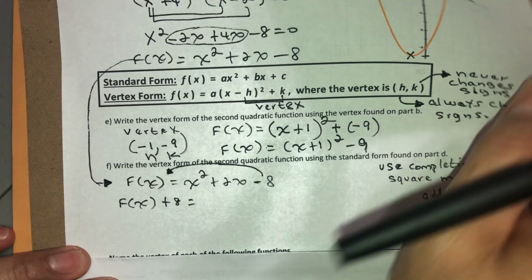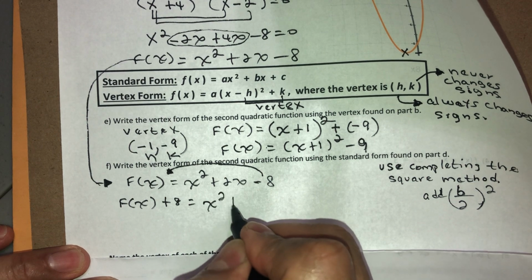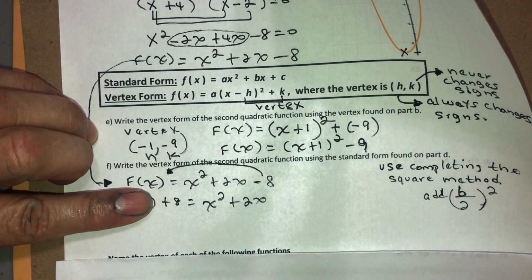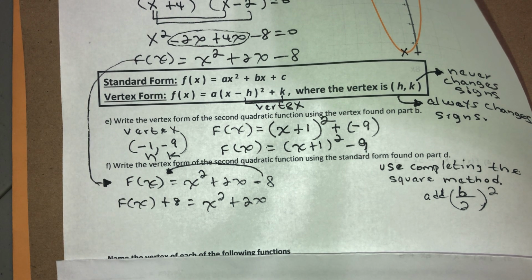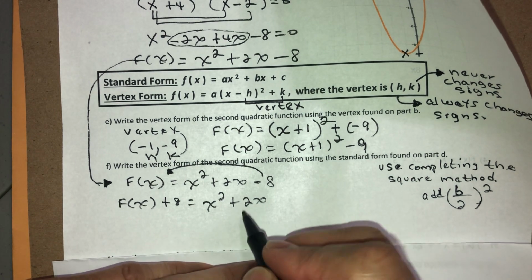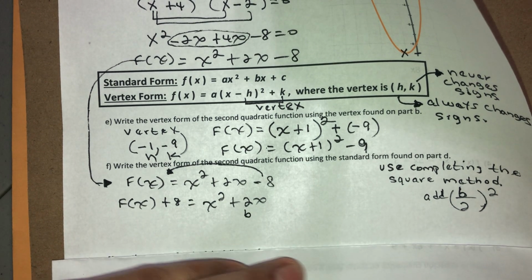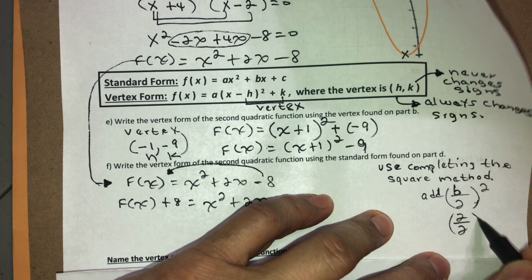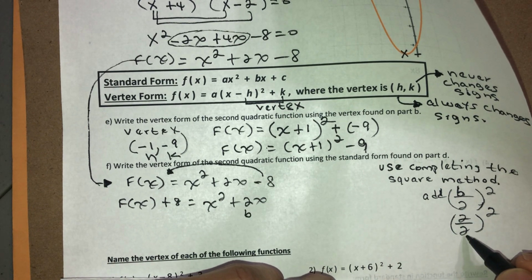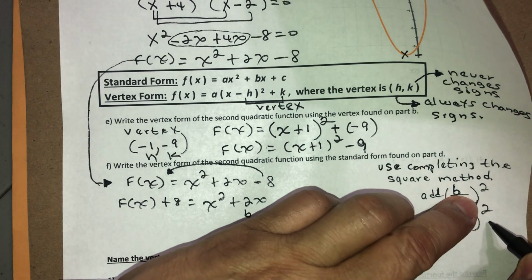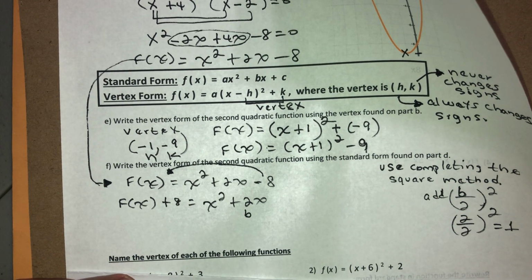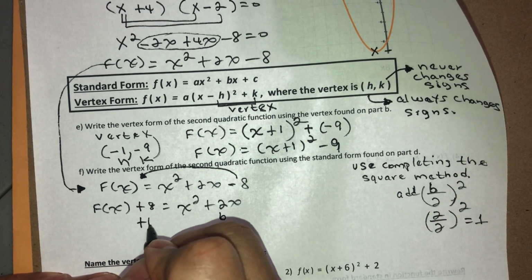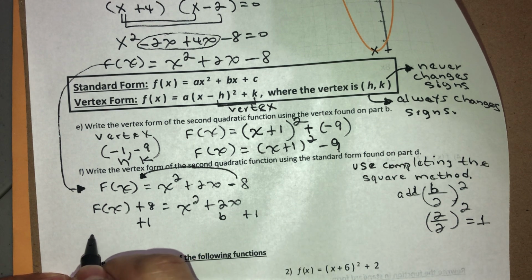Equals x squared plus 2x, all right? Remember, the last time we didn't have the f of x, but here we have to keep it. So now, the value of b here is what? It is 2, right? So what I'm going to do is 2 divided by 2, then square it. 2 divided by 2 is 1, and 1 squared is 1. So what we're doing is we're adding 1. This 1 right here, we're going to add on both sides. So plus 1, plus 1.